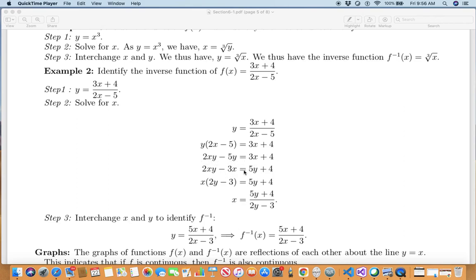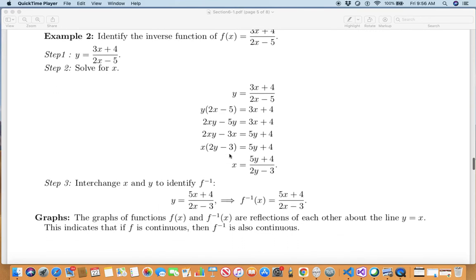Now, I will move the x's together on one side. Remember, the goal is to solve for x. So I'll bring the 3x here and move the 5y there. Negative 5y became positive over there, positive 3x became negative 3x here. Now here I can factor x. (2y minus 3) times x is 5y plus 4. Divide both sides by 2y minus 3. And there you have x equals (5y plus 4) over (2y minus 3). You have solved for x.